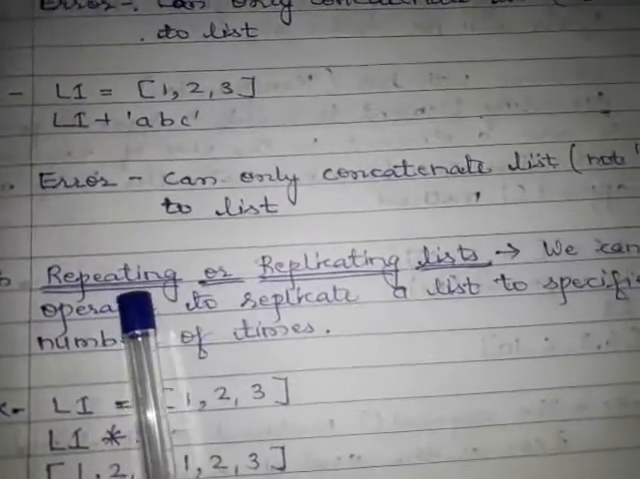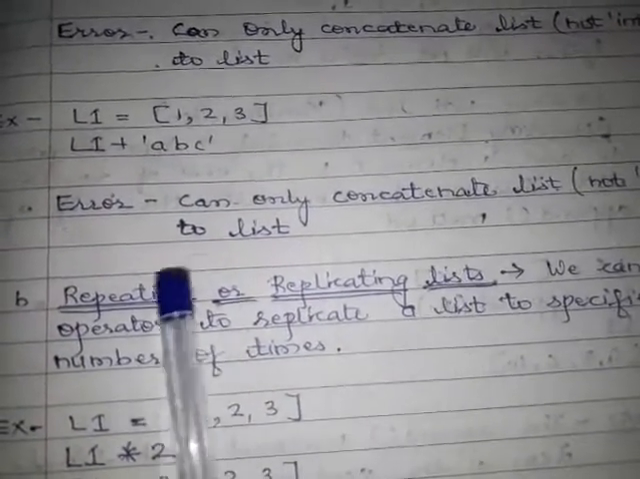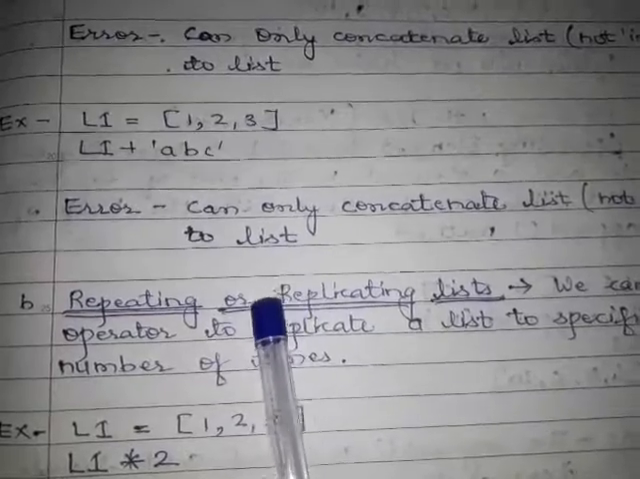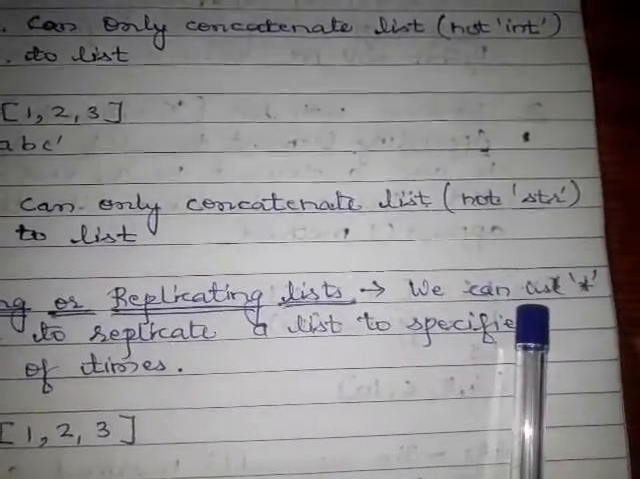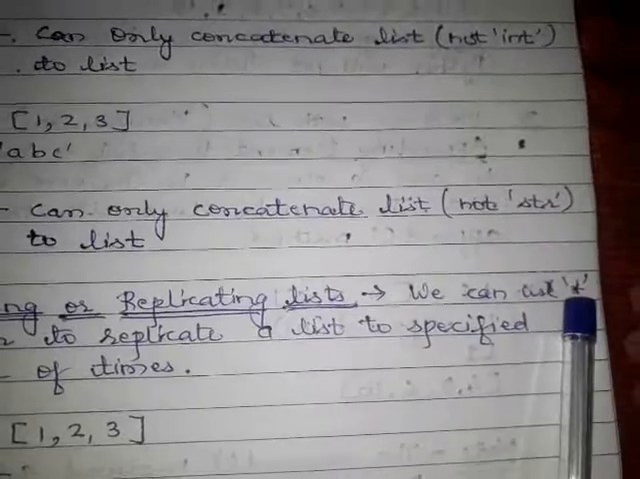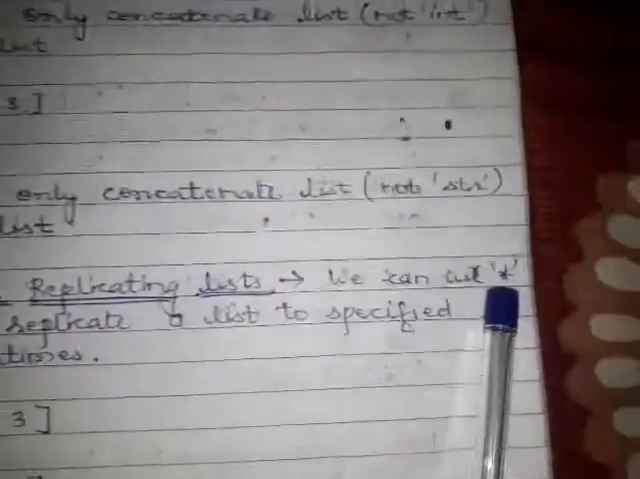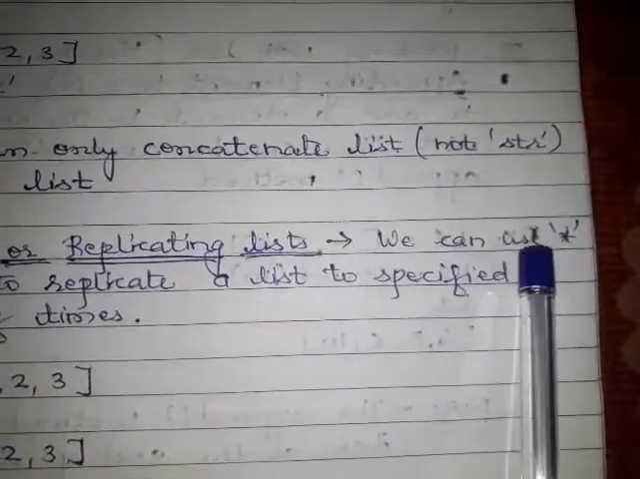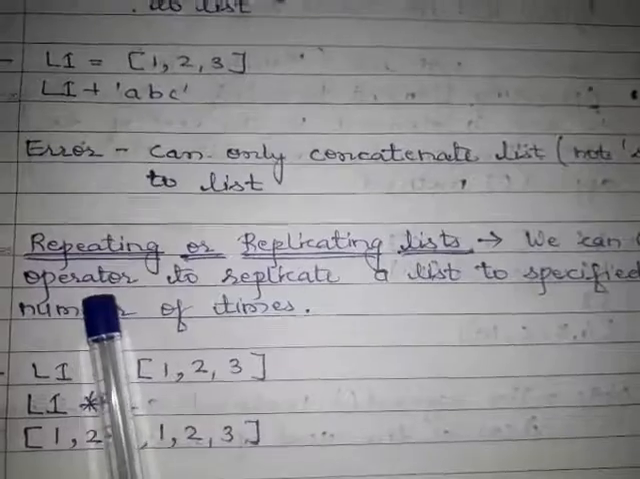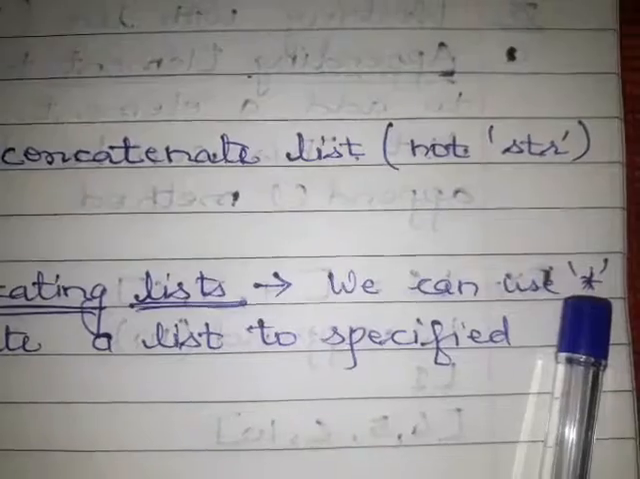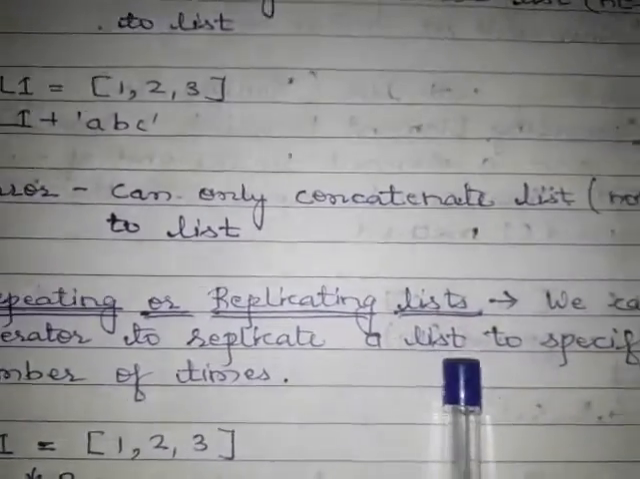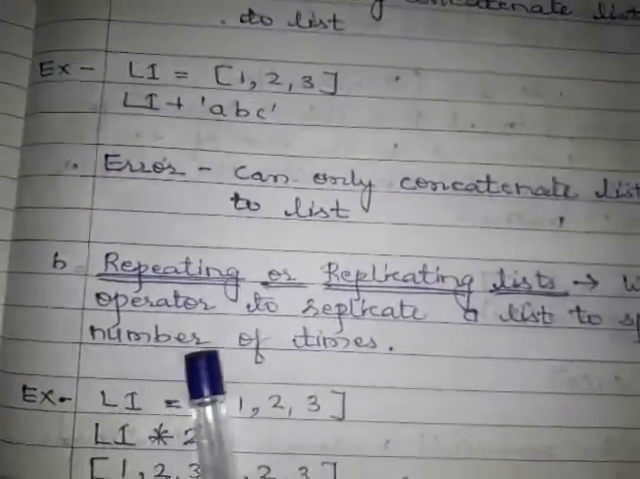Next is repeating or replicating a list. Repeating or replicating means to repeat the elements of a list a specific number of times. Look at here. We can use multiply, or we can say asterisk. We can use the multiply or asterisk operator to replicate. This operator is called the replication operator, used to replicate a list a specified number of times.